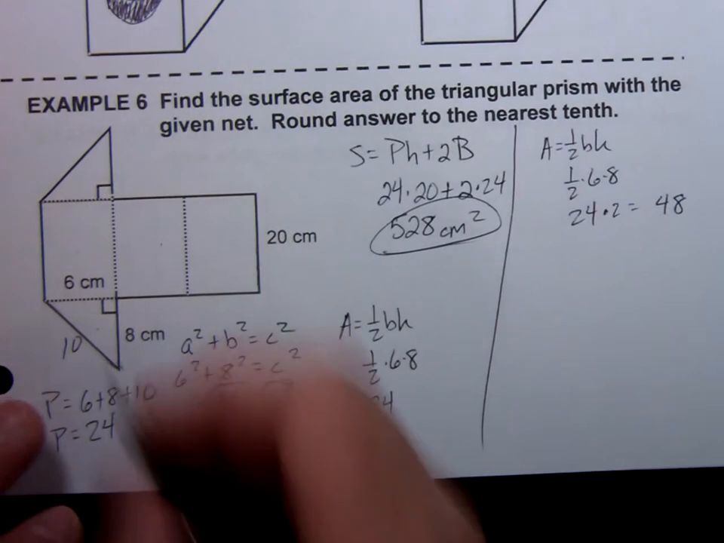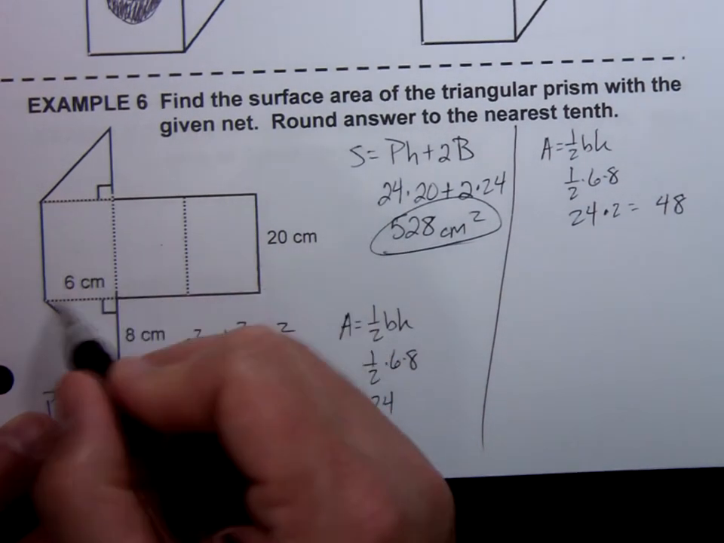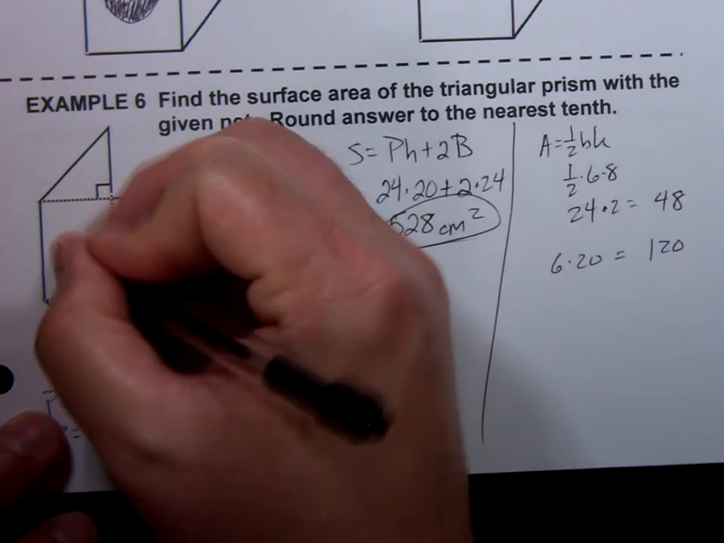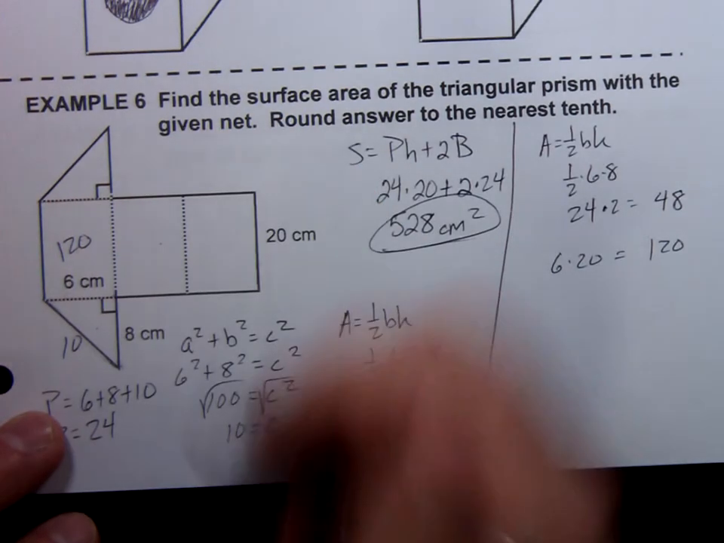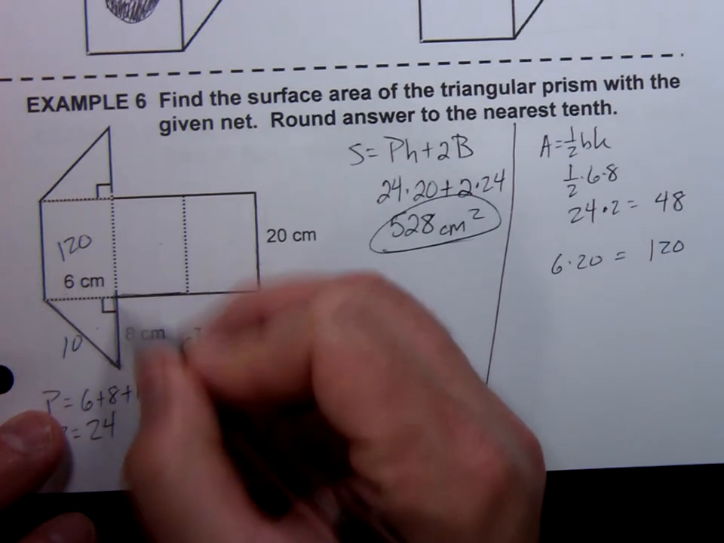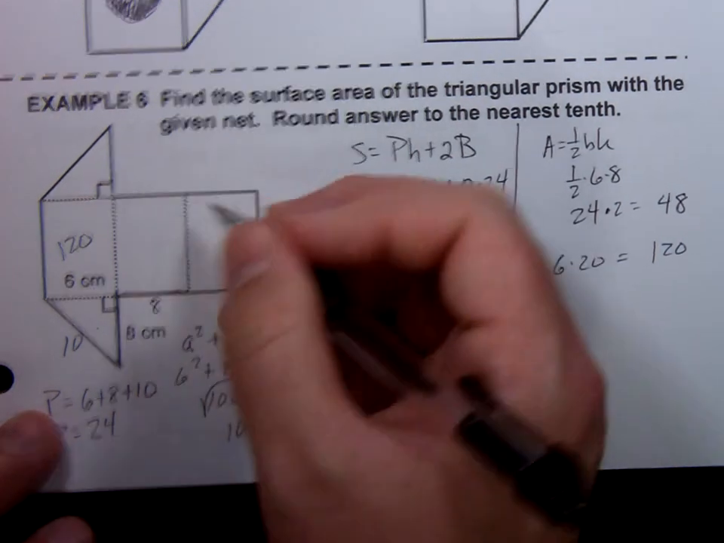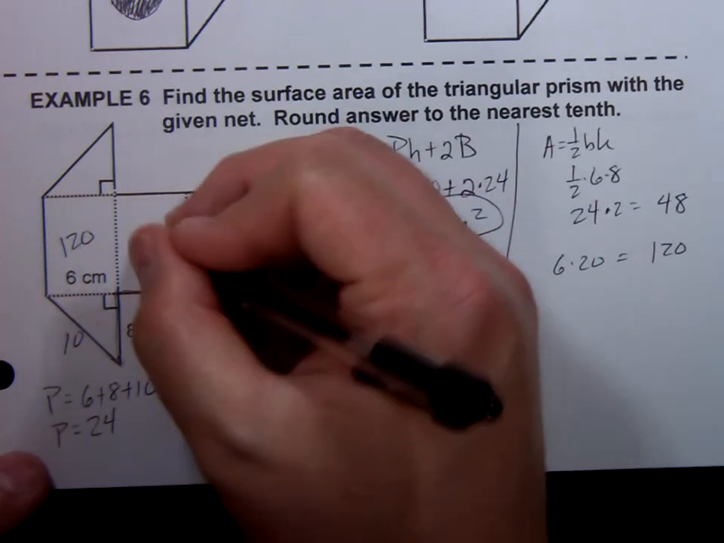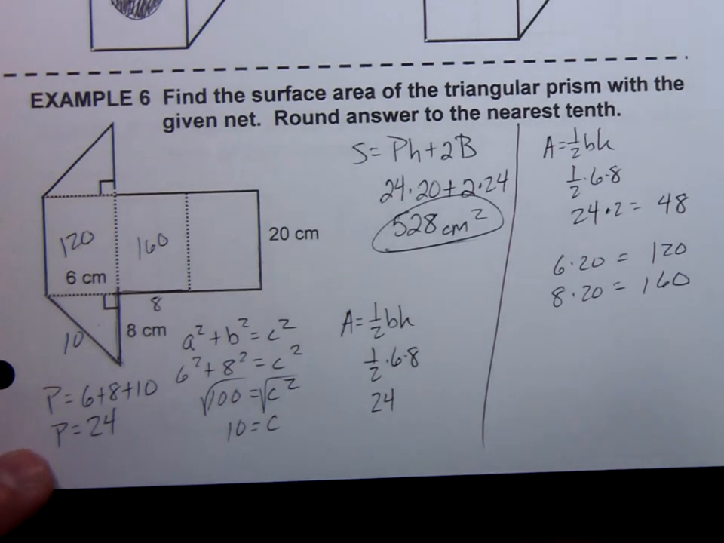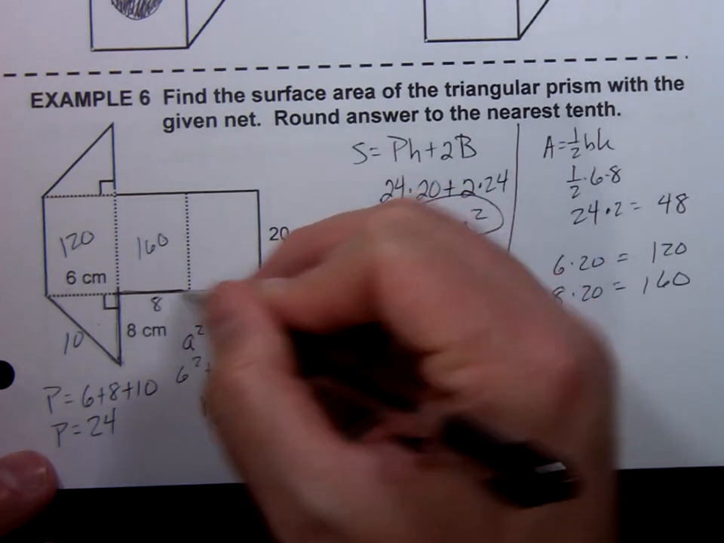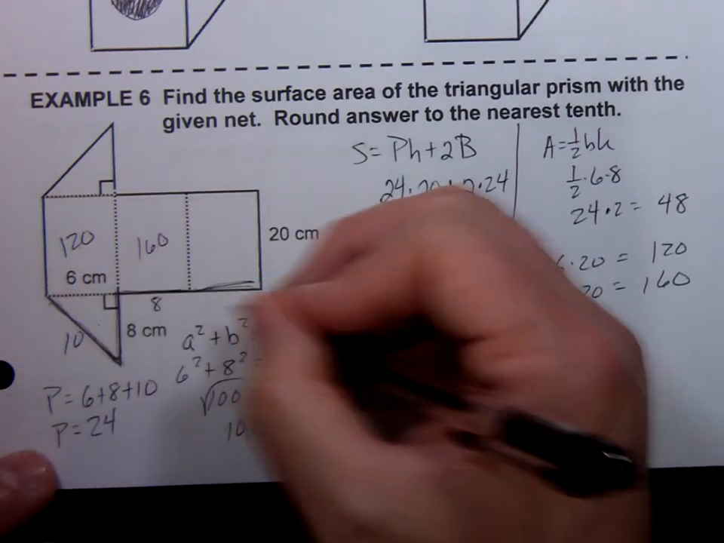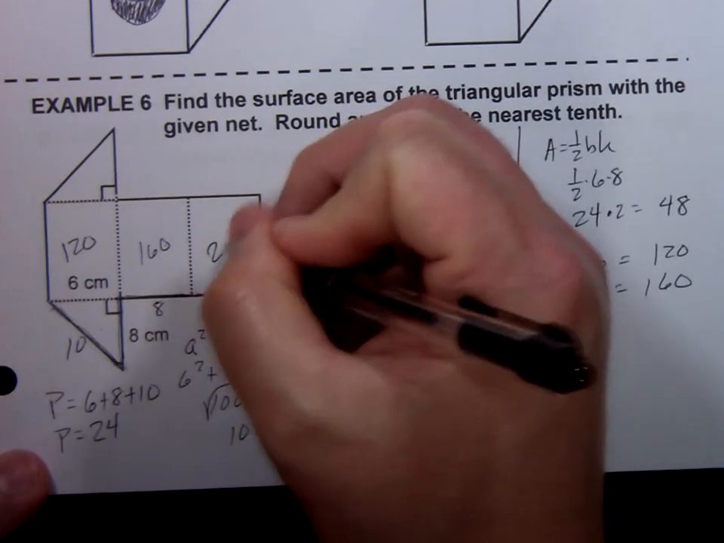Well, area for a rectangle is just length times width. So for this rectangle, we got 6 times 20 is 120. For this rectangle, think about how this would fold up. This right here is going to match up with this. So it's 8 times 20, which is 160. And then this one, think about how this would fold. This is going to match up here. This is going to hit that third side of the triangle, which is 10. So you got 10 times 20, which is 200.